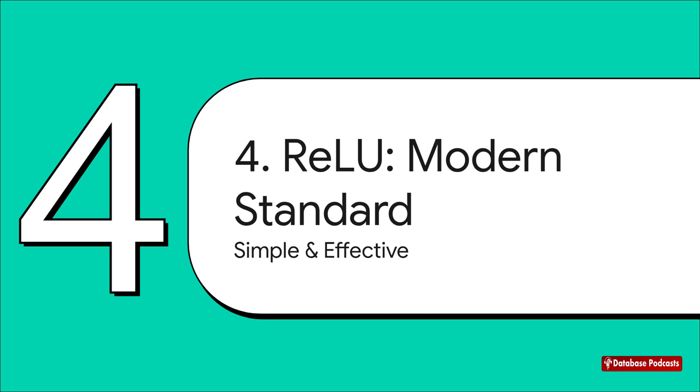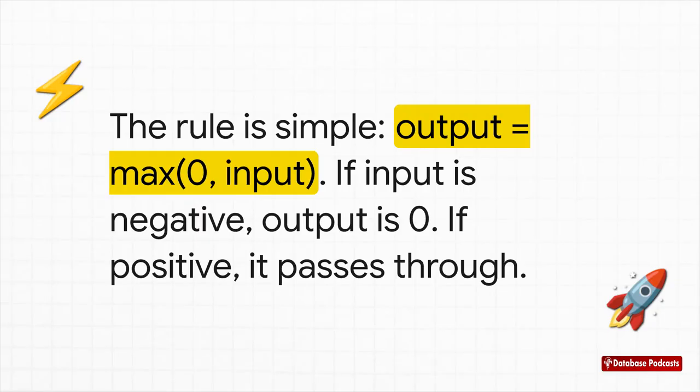Let's talk about the function that is now the undisputed champion in most networks. It's called ReLU, the rectified linear unit. And the rule here could not be any easier. If the input number is negative, the output is just 0, flat. If the input is positive, the output is just the input itself. That's it. It basically acts like a gate. Either it shuts off completely or it lets the signal pass right on through untouched.